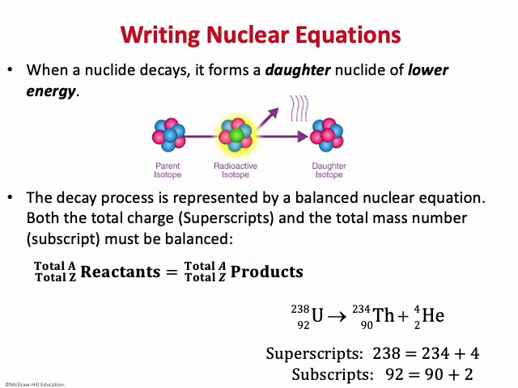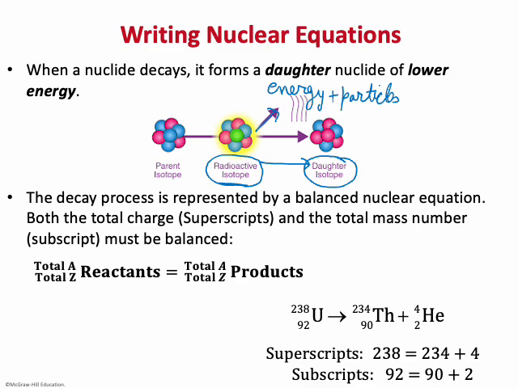Now let's look at writing these nuclear reactions. What does a nuclear reaction involve? A nuclear reaction would always have a radioactive isotope which will turn into some other isotope, referred to as the daughter isotope, and it produces some energy, and some particles are also produced. This is called a nuclear reaction.